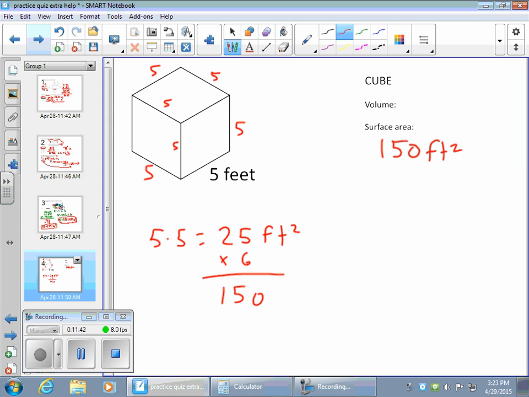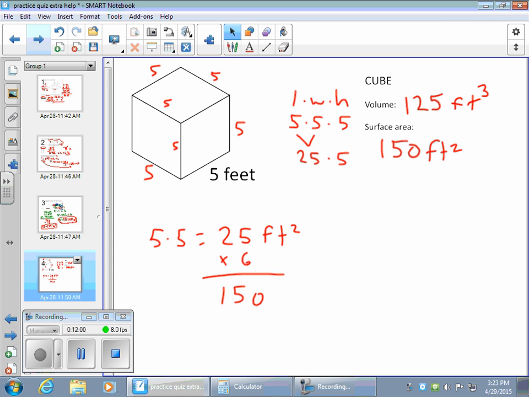Volume's even easier, right? It's length times width times height. 5 times 5 times 5. 5 times 5 is 25. 25 times 5 is 125 feet cubed. See? They don't all have to be hard.